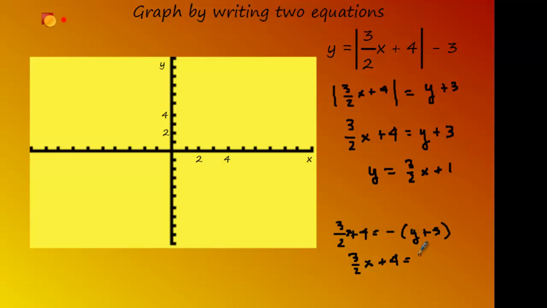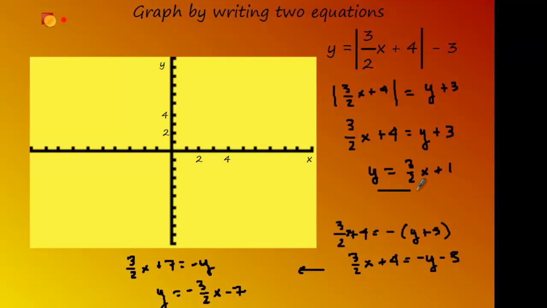For the second one, I'm going to take the opposite of y and the opposite of 3. I'm going to add 3 to both sides. I'm going to move this over this way, so I hope you can see this. 3/2 x, and then adding 3 to both sides is plus 7 is equal to negative y. Now I need to solve for y, so I'm going to have to change the sign of everything. And so now I have my second equation.